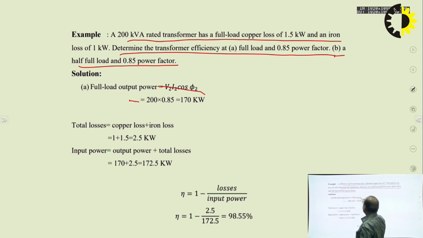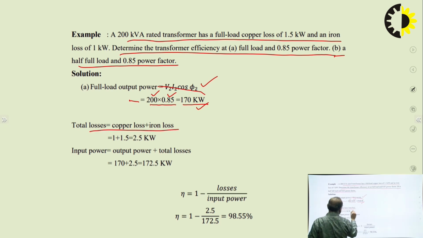So, full load output power, that is V2I2 cos phi 2, becomes 200 into 0.85, that is 170 kilowatt, since 200 kVA multiplied by power factor becomes 170 kilowatt. Total losses, that are copper loss and iron loss, becomes 1 plus 1.5, that is 2.5 kilowatt as per the data given to us. Input power, that is output power plus total losses, becomes 170 kilowatt plus 2.5 kilowatt, so this becomes 172.5 kilowatt.